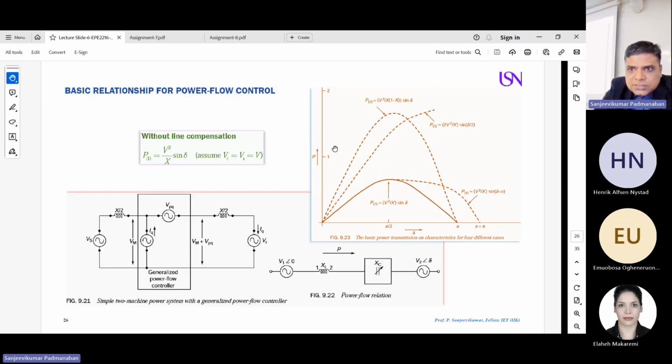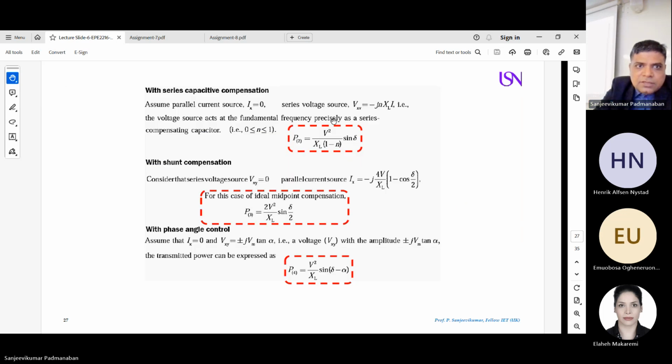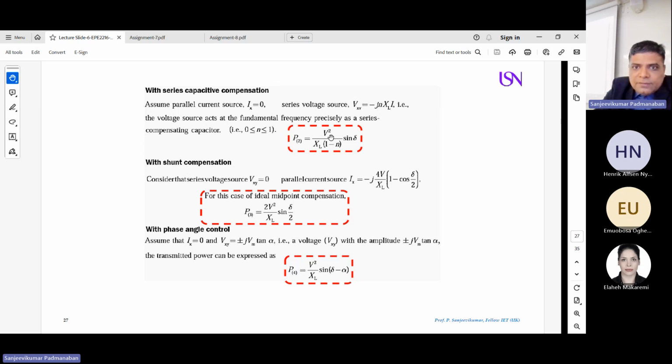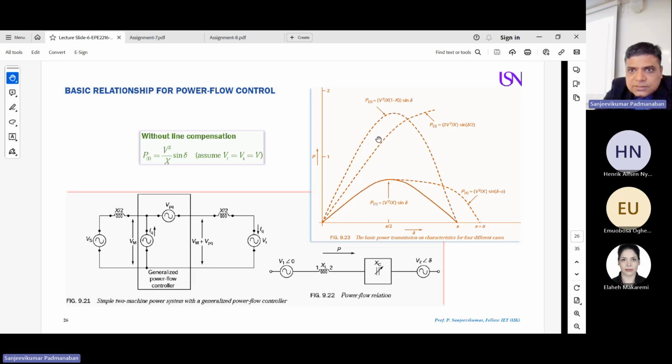So we have seen the characteristics here, P2, P3, P1 and P4, 4 different characteristics, how they came. The first case is series compensation. In series compensation, we have the P2 characteristic. We already saw how to calculate it: V squared divided by XL into (1 minus N) into sine delta, where N varies from 0 to 1 maximum. That's why we got these characteristics. You can have a look, P2.